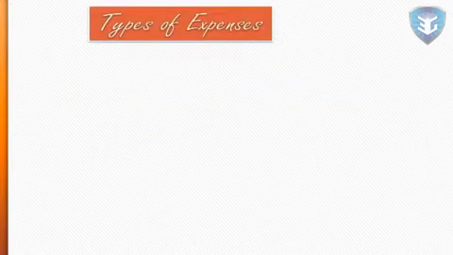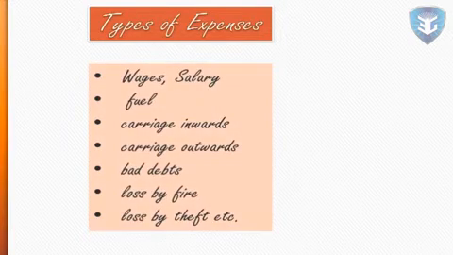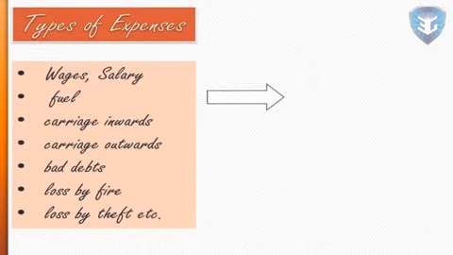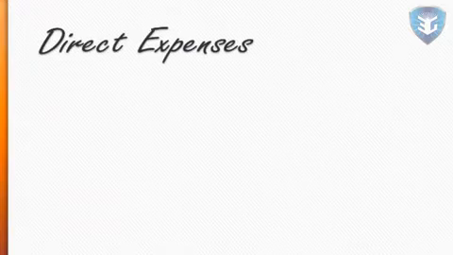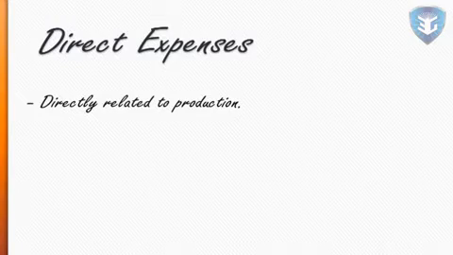And before I start final accounts, you must be aware about the types of expenses. Now you are familiar with the expenses like wages, salary, fuel, carriage inward, carriage outward, bad debts, loss by fire, loss by theft, etc., and we have used these accounts in our previous segments. All these expenses and losses can be categorized into two parts: direct expenses and indirect expenses. Direct expenses are those expenses which are directly related to production, and other expenses are called indirect expenses.